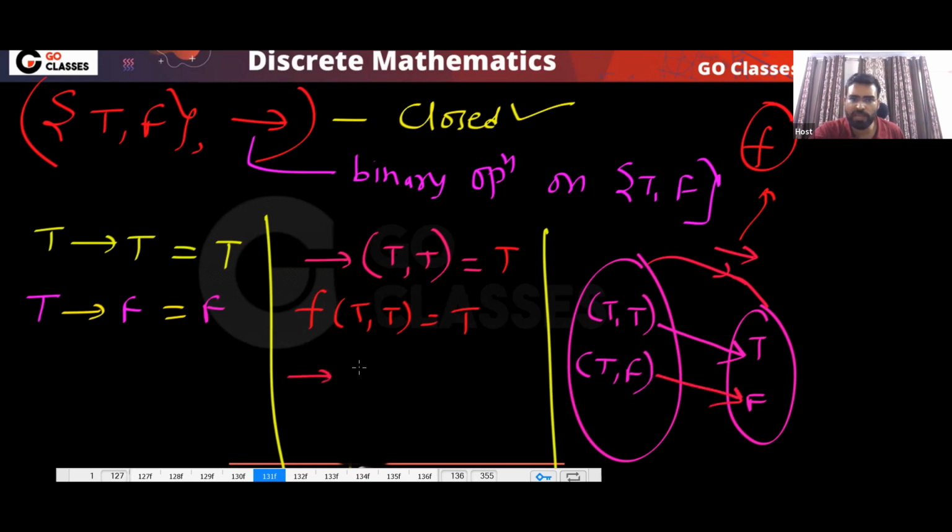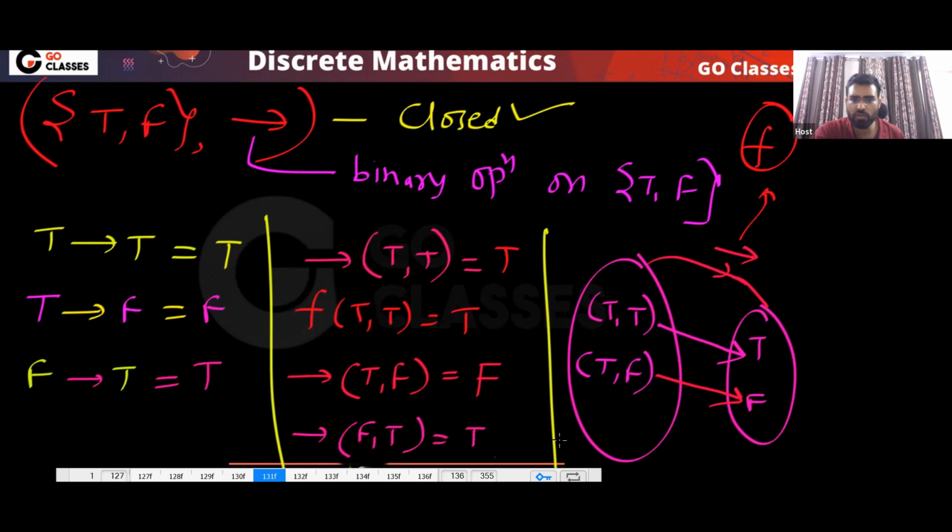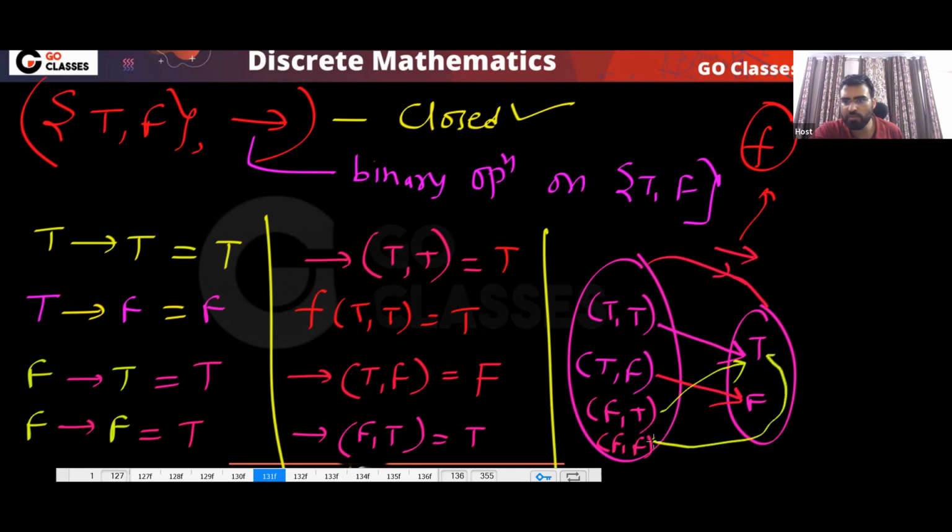Or I can say, what is implication of true comma false? That will be false. If I take these two elements, false comma true, then the result will be true. What it means? Implication of false comma true will be true. So if I have this false comma true, then the image will be true. And similarly, if I have these two elements, f comma f, then this will be true. It means that if I have this f comma f, then the image will be true. For this also the image will be true.